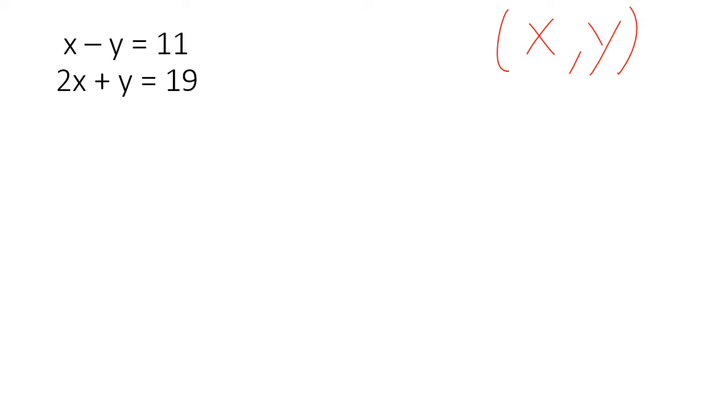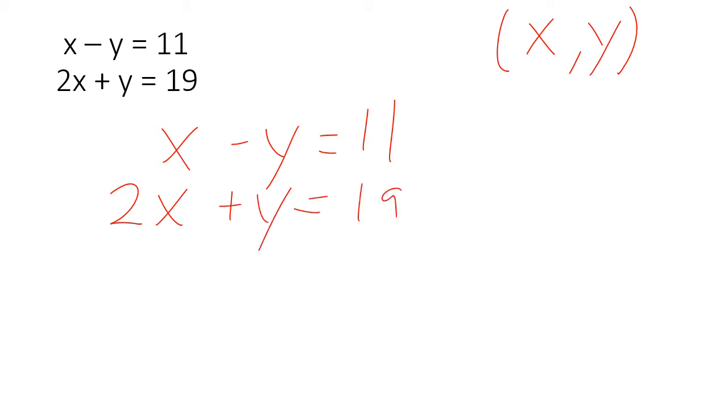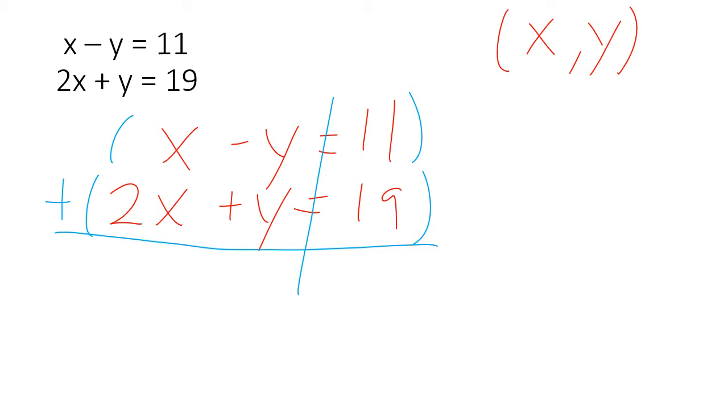This time around, we're going to use addition elimination, which is, again, very simple, and it's based off of property of equality. So I'm going to rewrite this here. I have x minus y is equal to 11. 2x, just to line it up, I think it helps, plus y is equal to 19. All right, so again, I'm going to just make it so it's really easy. I'm adding these two equations together using property of equality.